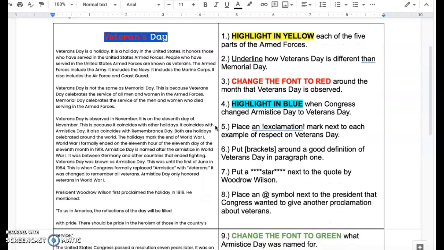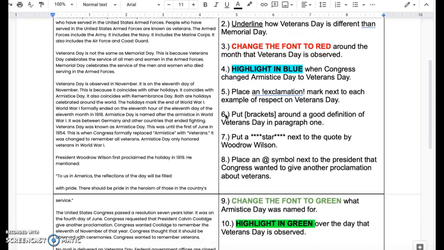Number 3, change the font to red around the month that Veterans Day is observed. Number 4, highlight in blue when Congress changed Armistice Day to Veterans Day. Number 5, place an exclamation mark next to each example of respect on Veterans Day.